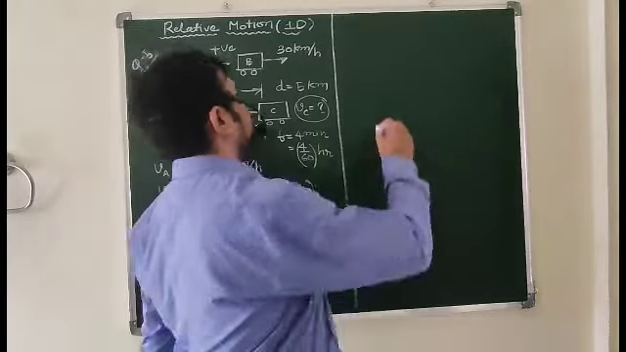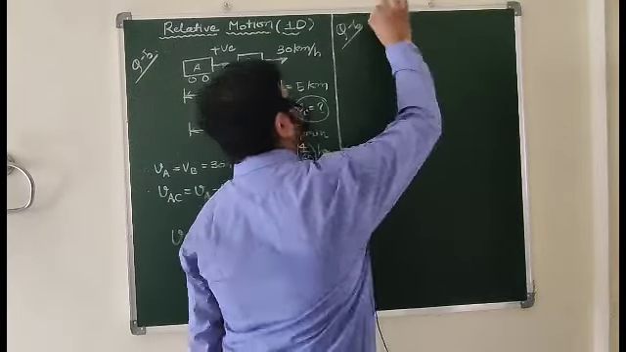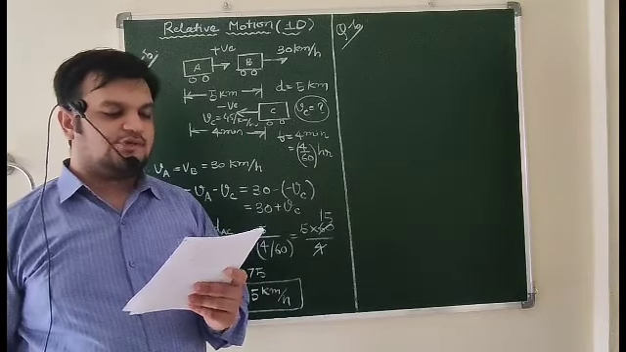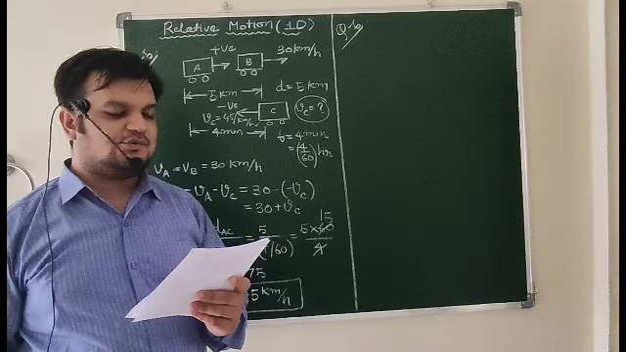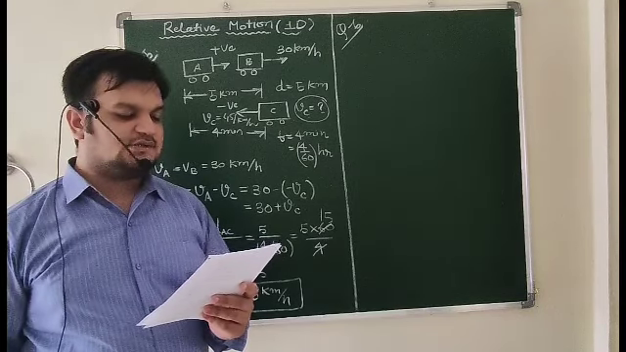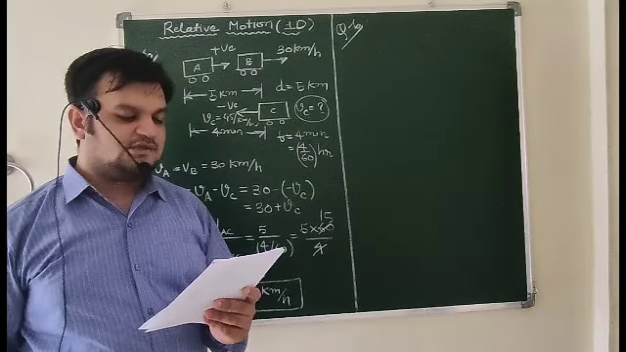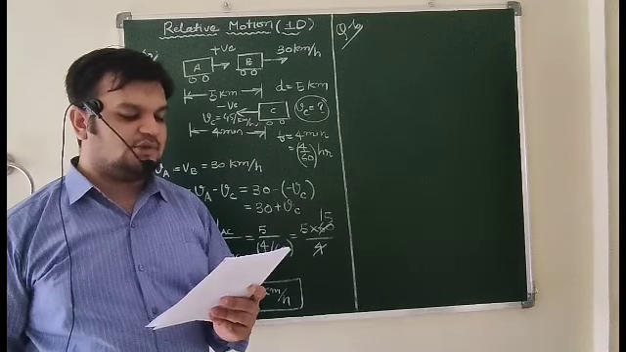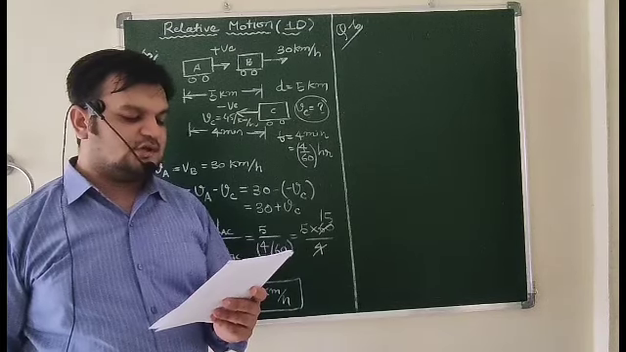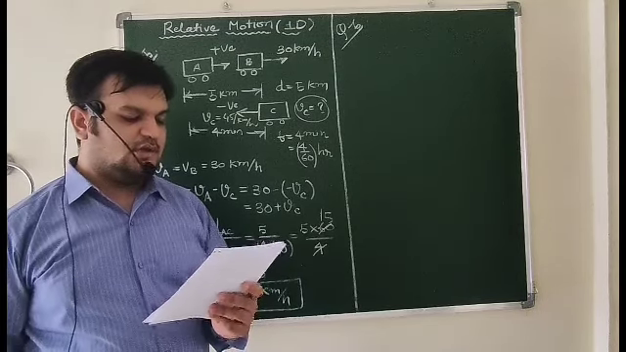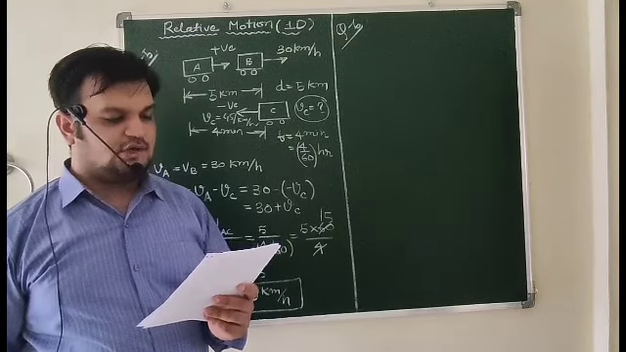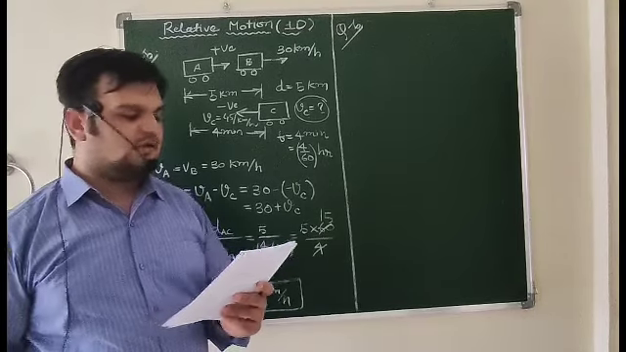Now question 6. A bus is moving with a velocity of 10 meter per second on a straight road. A scooterist wishes to overtake the bus in 100 seconds. If the bus is at a distance of 1 kilometer from the scooterist, with what velocity should the scooterist chase the bus?